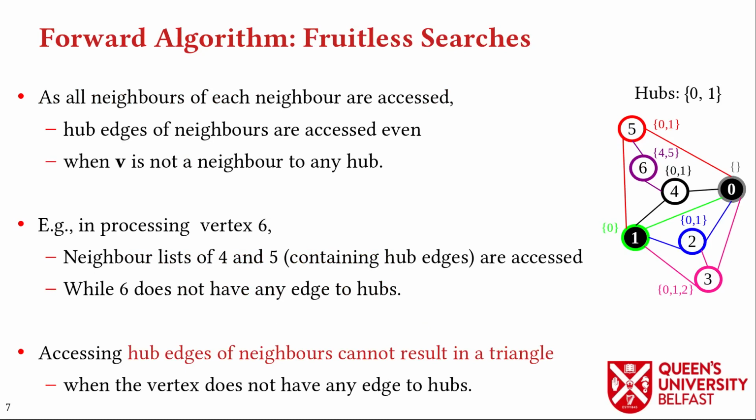Another problem in the forward algorithm is accessing the hop edges even when the vertex doesn't have any edges to hops. For example, in this graph, in processing vertex 6, neighbor lists of vertices 5 and 4 that contain hop edges are accessed, but 6 doesn't have any edges to hops and cannot form any triangle with hops. Our evaluation shows that more than 50% of accesses to hop edges can be avoided by avoiding fruitless searches.